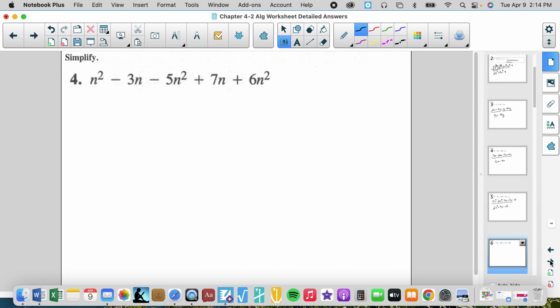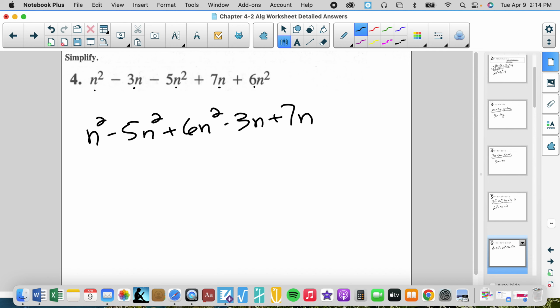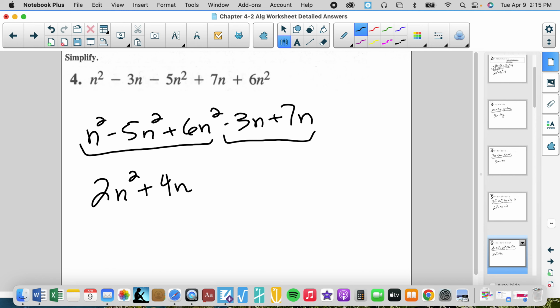All are n's, so it's the same variable, but now we have to be aware of the exponent. So the higher the exponent goes first. So n squared minus 5n squared plus 6n squared minus 3n plus 7n. And we have 1, 2, 3, 4, 5 terms. And that's how you can check. Just make sure you have the same number of terms after you rewrite it. Then we're going to combine these three coefficients. 1, negative 5, and positive 6 gives me 2n squared. Negative 3 and positive 7 gives me positive 4n.